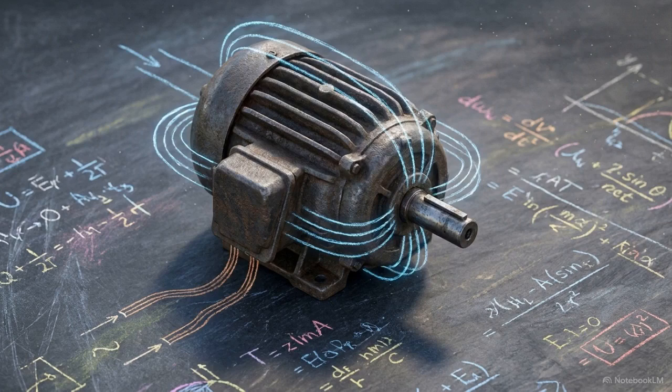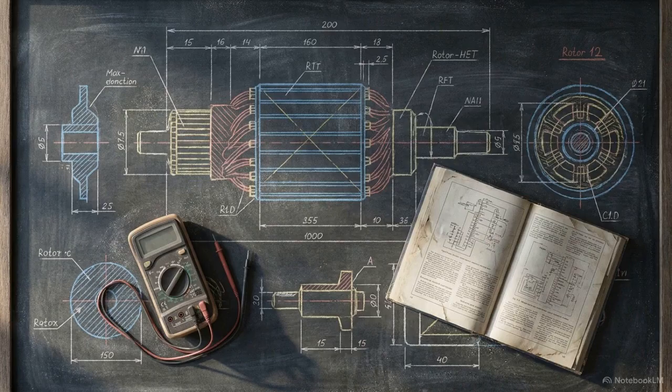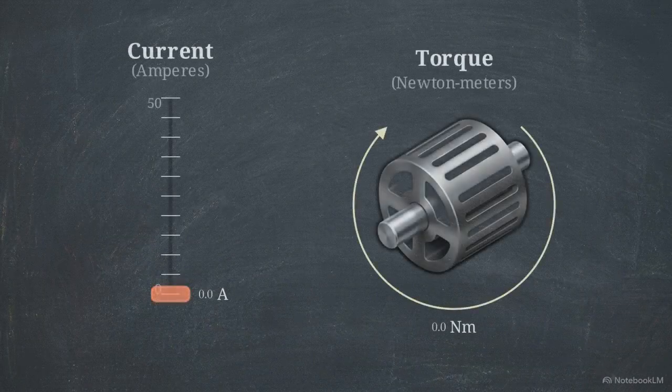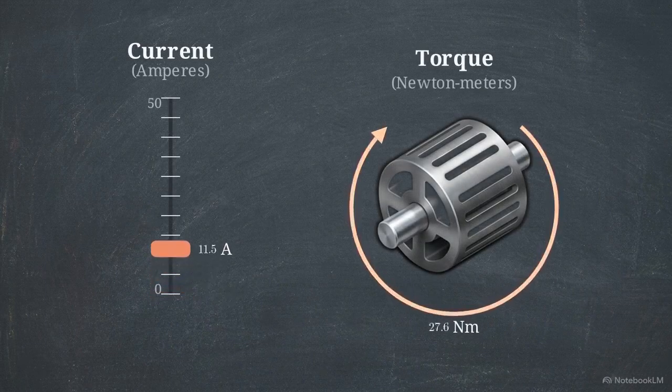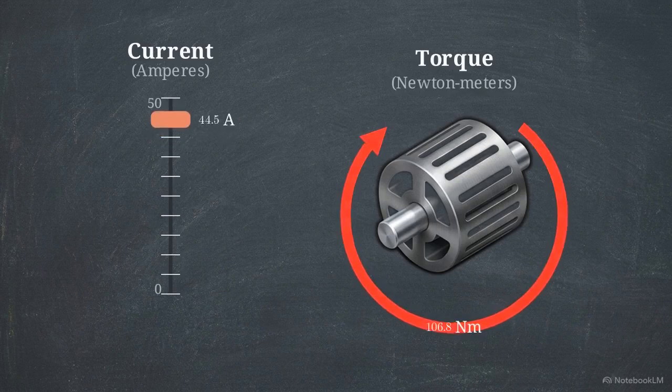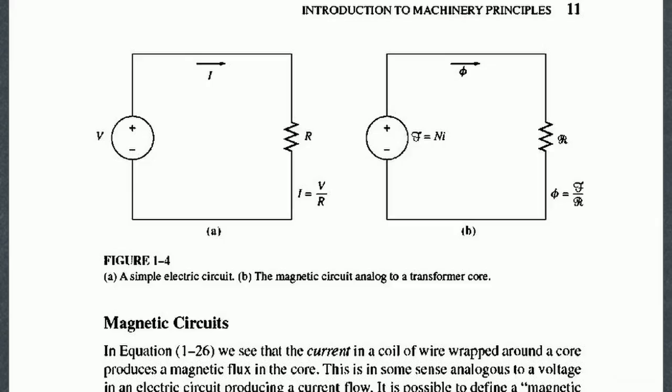We know that magnetic flux is the invisible field coupling electrical energy to mechanical work. But in engineering, a conceptual understanding isn't enough. We need to calculate exactly how much current to pump into a coil to produce a specific amount of mechanical torque on a rotor. This textbook diagram bridges that gap.